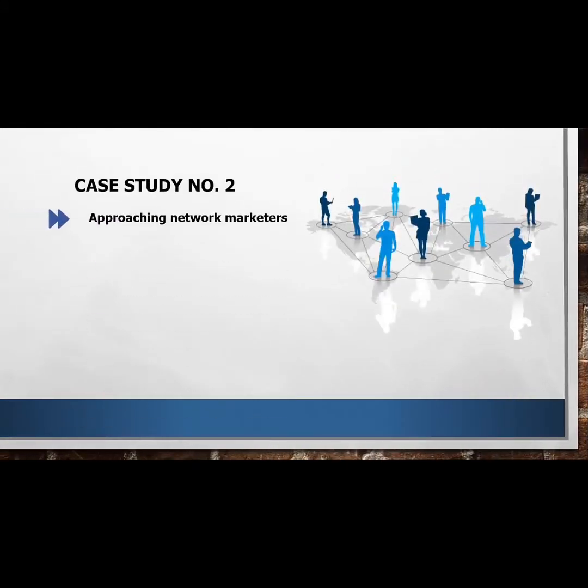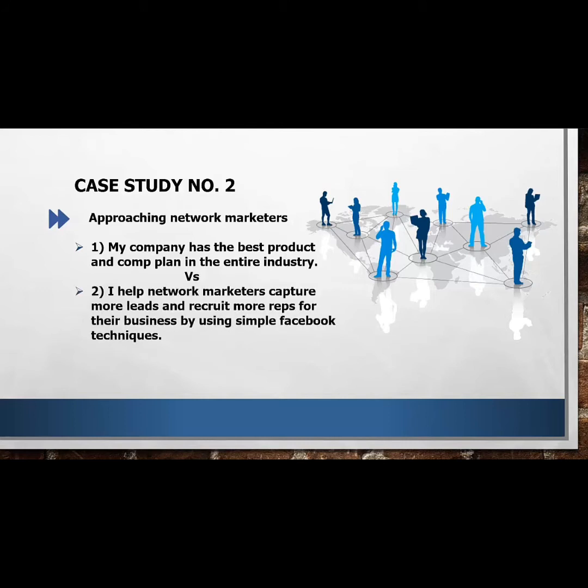Now, say for example, you're approaching a network marketer. The first approach is that my company has the best product and comp plan in the entire industry, versus I help network marketers capture more leads and recruit more reps for their business by using simple Facebook techniques. In the first case, we have given the network marketer the best image, which thousands of others are also claiming all the time. All of them are saying that they have the best product and best comp plan, blah, blah, blah. But on the other hand, if they take a bridge approach where they will be helping the person to generate more leads and recruit more reps for his business, who doesn't want to get more people for their business or to get more of what he wants? And it uses simple Facebook techniques. So again, you are creating a bridge, directing them to their own niche or industry. It can immediately connect with the person.